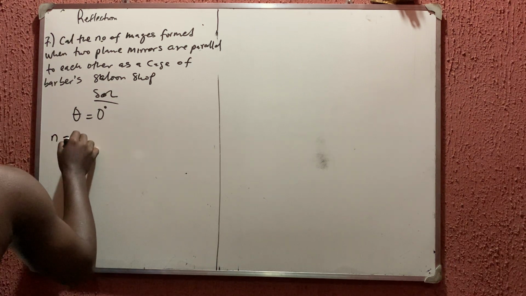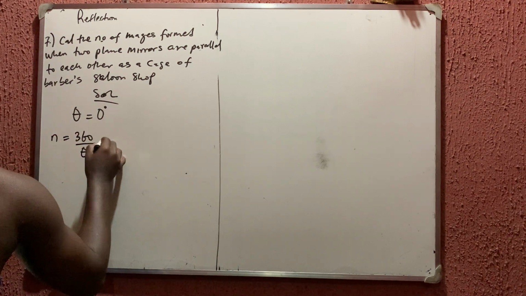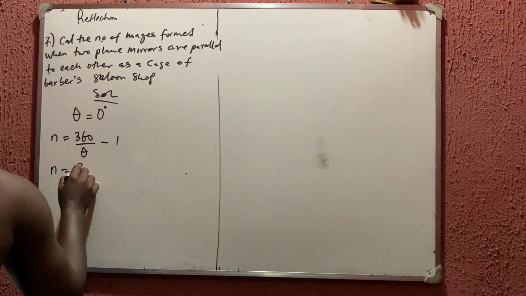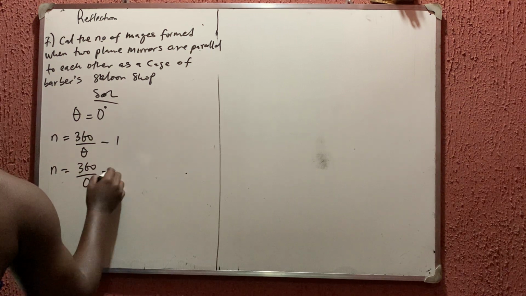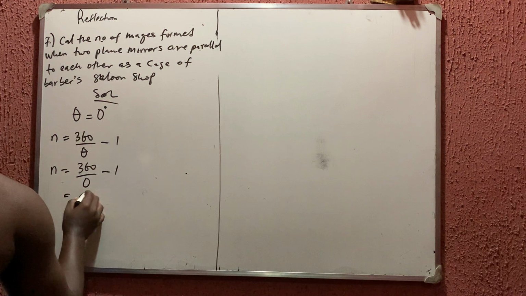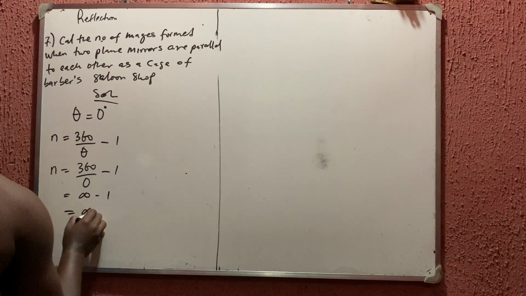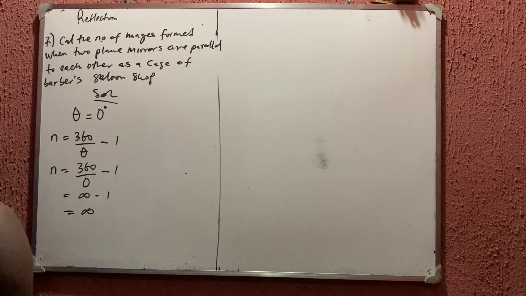So I have that my n is equal to 360 divided by theta, minus 1. So my n is equal to 360 divided by 0, minus 1. Anything divided by 0 is infinity. Infinity minus 1 is still infinity. So we have an infinite number of images formed when two mirrors are parallel to each other.